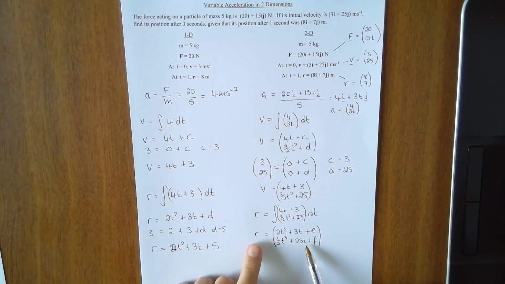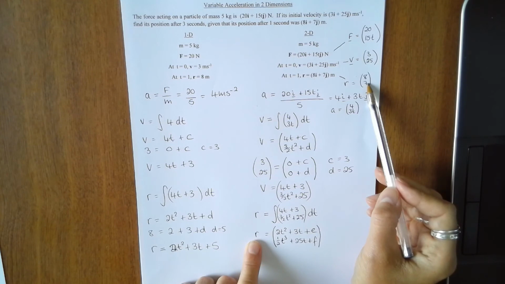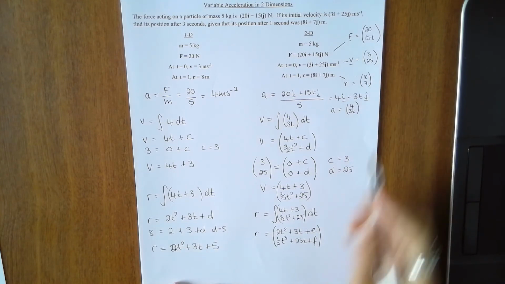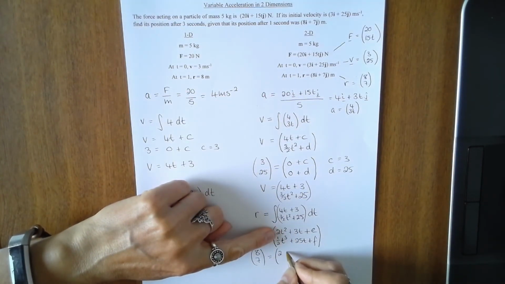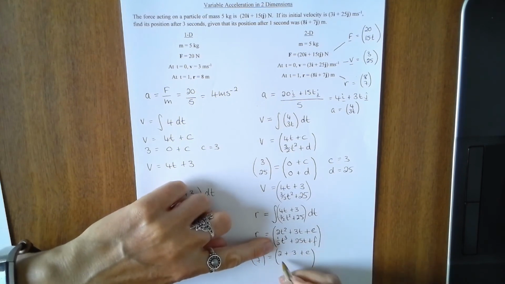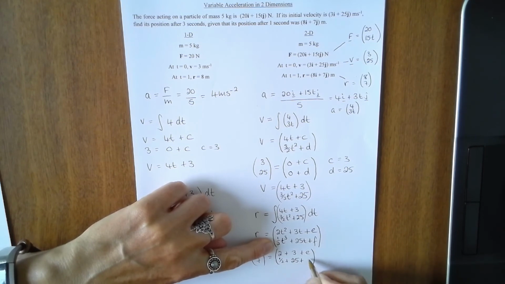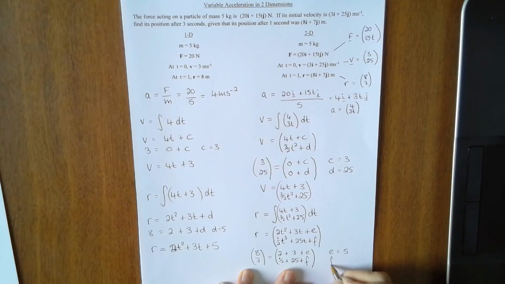And again I need a set of conditions linking r and t to help me find these variables here. So I have at t equals 1, r equals 8i plus 7j, and I'm going to use the column vector format because that ties in with what I'm doing here. So (8, 7), and then t equals 1, 2 times 1 squared plus 3 times 1 plus e, and a half times t cubed plus 25 times 1 plus f, so that gives me again e equals 5 as before, and f now equals negative 18.5.